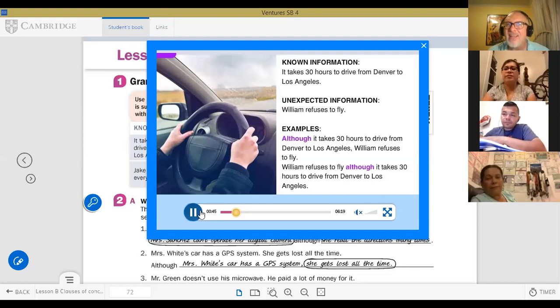What's the fact? The fact is the time to drive from Denver to Los Angeles: 30 hours. What's the surprise? William takes his car. It's a long drive from Denver to Los Angeles, right? And notice again, I can put although in the first position or although in the second position. Now, how could I say this with however?